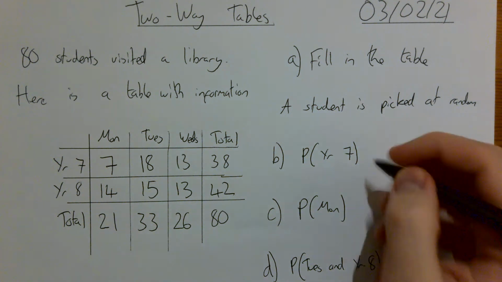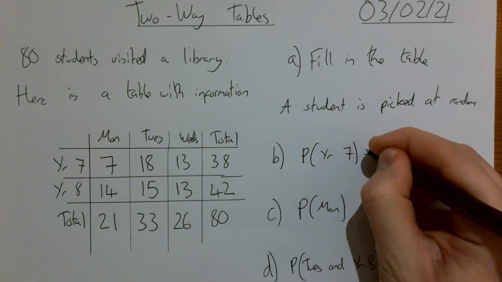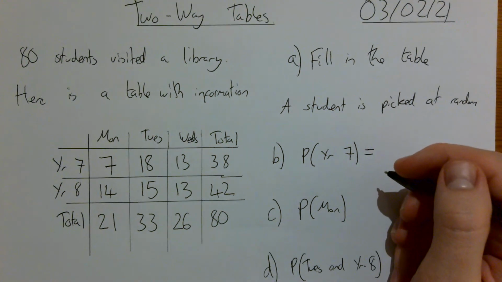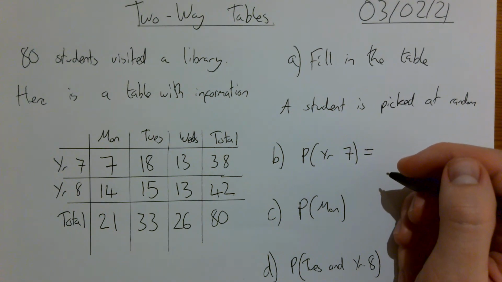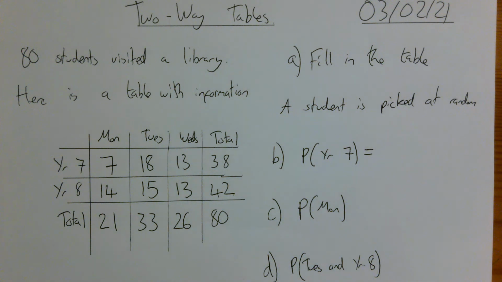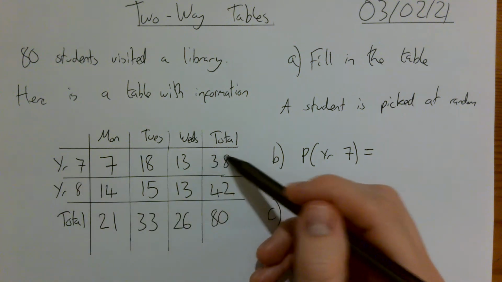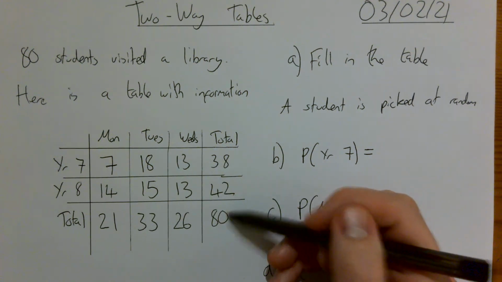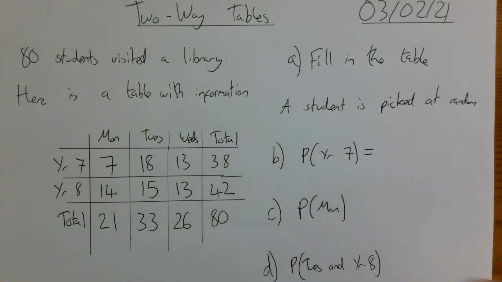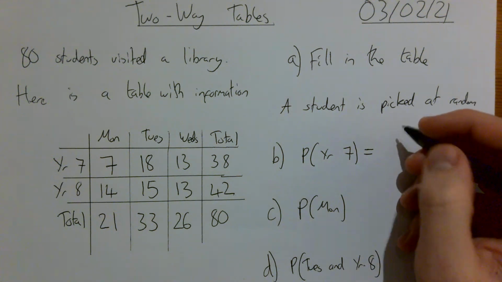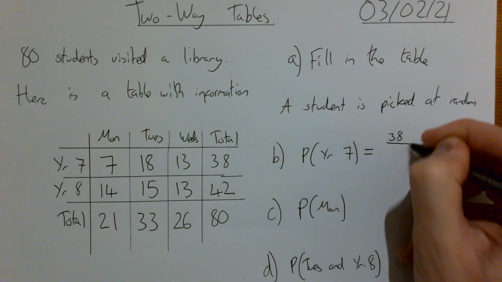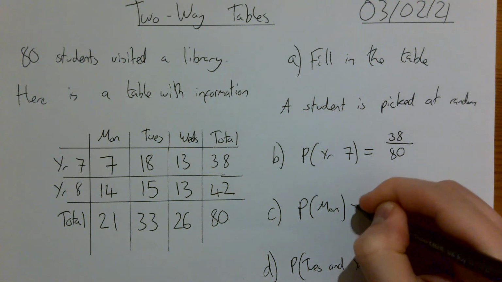A student is picked at random. What's the probability that they are year 7? Now on your sheet, some of the questions would say what fraction of the students are year 7. Saying what fraction of the students are year 7 is the same thing as finding the probability that a student is year 7 in this instance. So in total, in year 7 there were 38 students. There were 80 students altogether. So if a student is picked at random, the probability they're year 7 is 38 out of 80.